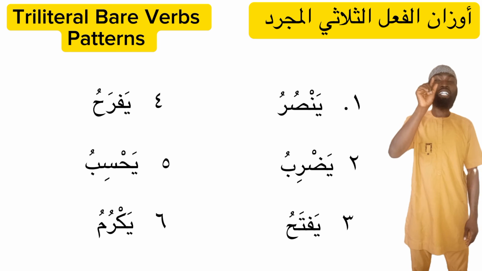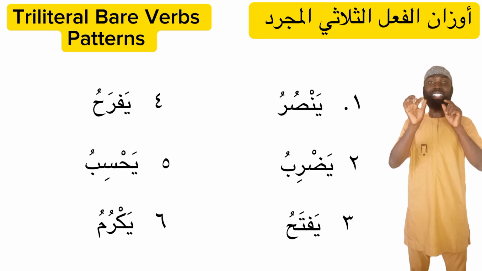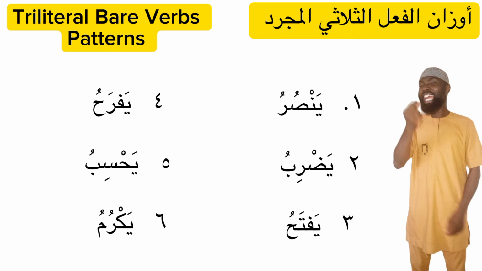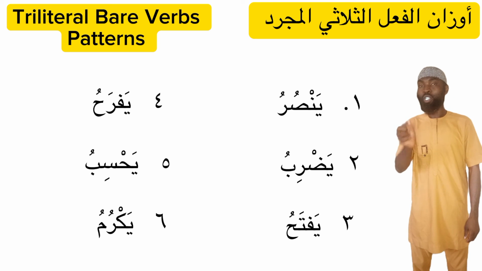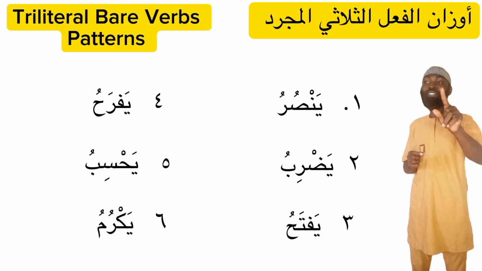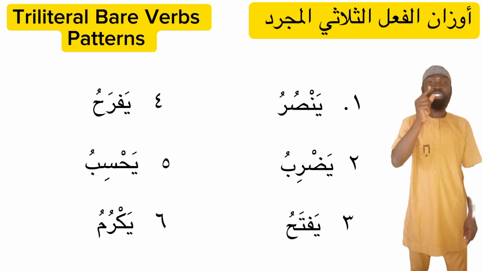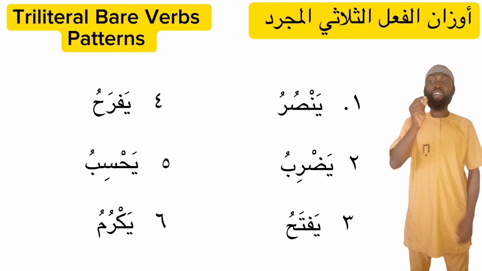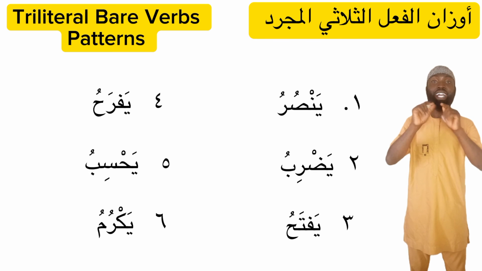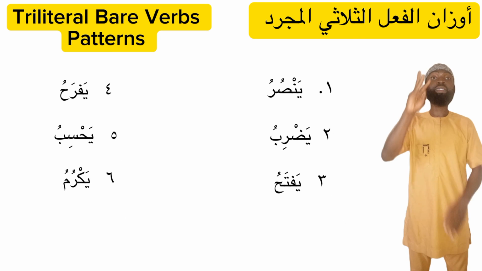When you look at the first one, yansuru, it sounds like yakrumu because their second letter in the past tense form, which is the ra, comes with dhamma. Yakrumu, yansuru. When you look at the second one, which is daraba, which is yadribu, you see that it sounds like yahsibu, with kasra in the sin and kasra in the ra. When you look at the third one, yaftahu, it sounds like yafrahu, the fourth one. So they have fatha.